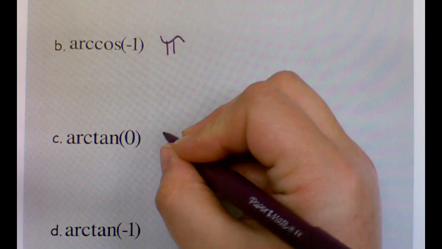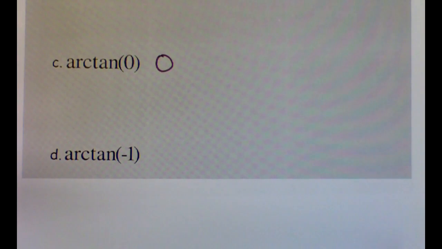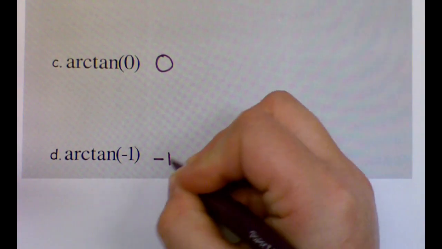Arctangent of 0. Where's tangent 0? Well, that's at 0 radians or π radians. But arctangent only goes from -π/2 to π/2, so our answer is 0. Arctangent of -1. Arctangent only exists in the fourth and first quadrants. That's π/4, but a negative π/4.